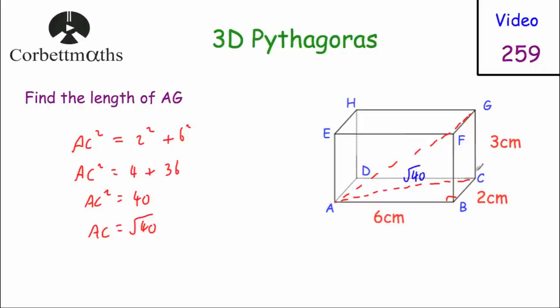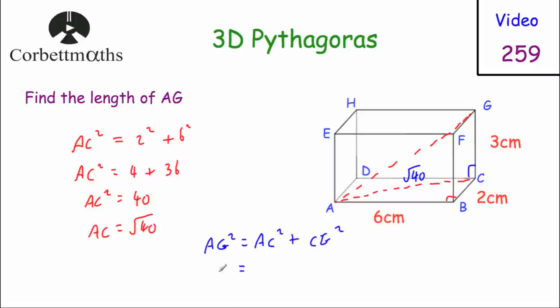So we've got this distance. Now if we look at this triangle, ACG, this is also a right angle triangle, where this is our right angle there. We know that AG is going to be the hypotenuse, the longest side, and AC and CG are our two shorter sides. So that means that AG squared is equal to AC squared plus CG squared.